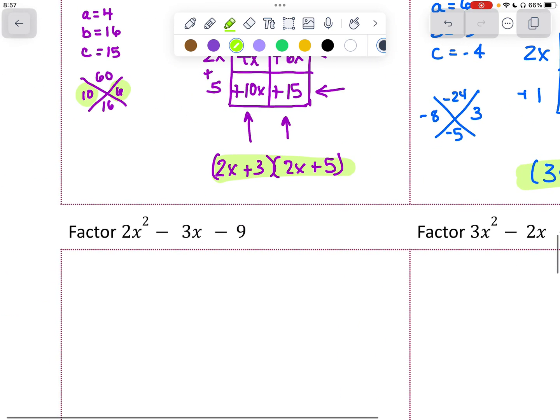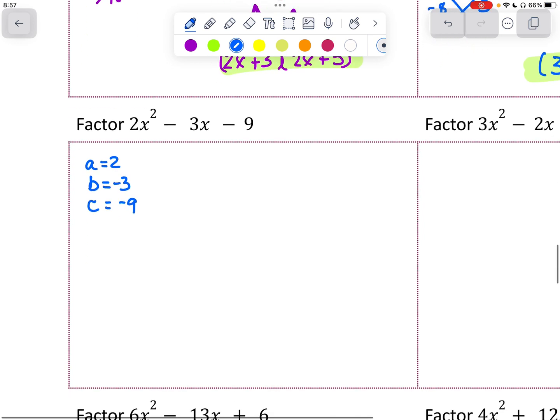Next one, A is 2, B is -3, C is -9. Looking for two numbers that multiply to give me -18, these two multiply together that add to give me -3. That's going to be -6 and +3.